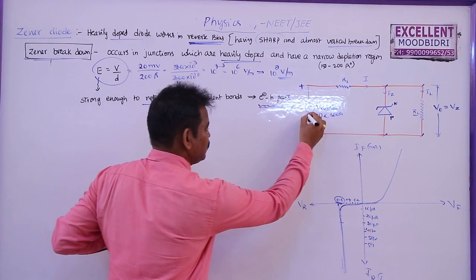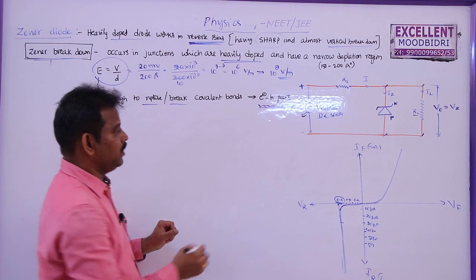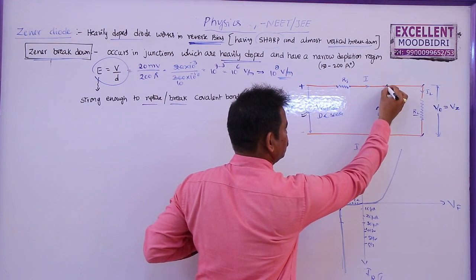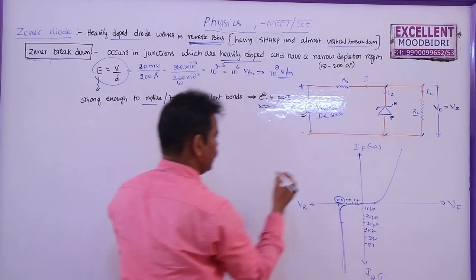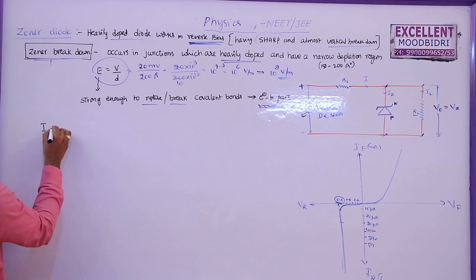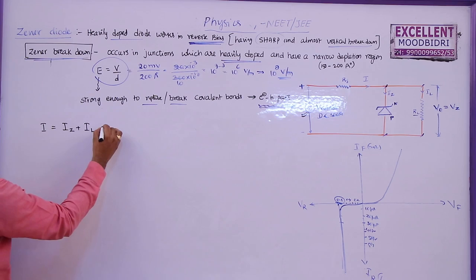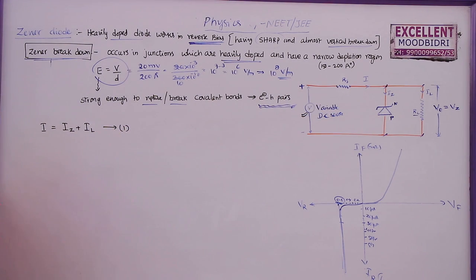Let us say this is a variable DC source. If the input voltage is changing, this is the main current which is dividing into IZ and IL. So from this I can write for currents, the main current is the sum of the Zener current plus the load current. So let me take this as equation 1.